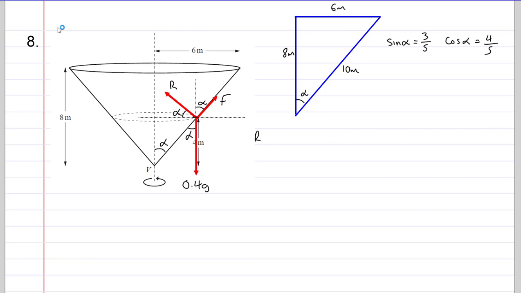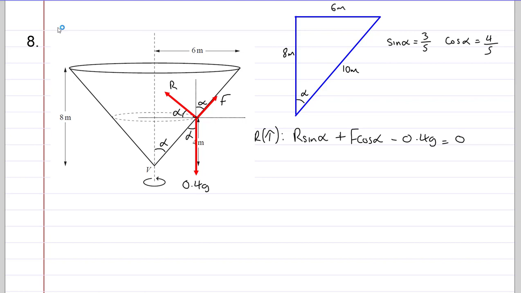So if I now resolve in a vertical direction, the component of the normal contact force vertically upwards will be R sine alpha. The component of the frictional force includes the angle, so that will be F cos alpha, both in the same direction, so both positive. And then vertically down, we've just got the weight, 0.4 g. And as the particle is vertically not moving, we can say that that is equal to 0.